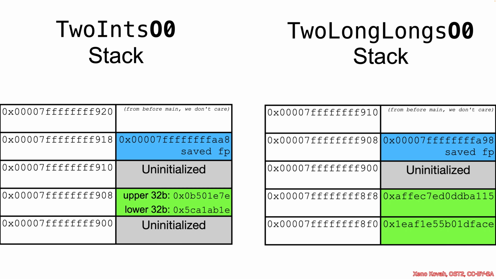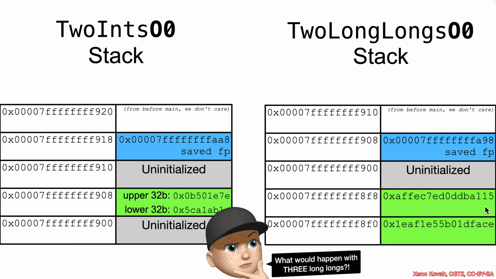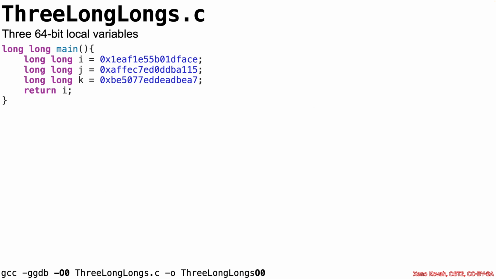So our investigation thus far has told us this is what's going on with two ints and this is what's going on with two long longs, and that leaves us pondering, what if we had three long longs? And that's an easy thing to test. Let's go ahead and queue up our three long longs with leafless, boldface, affected oddballs, and besotted deadbeat.